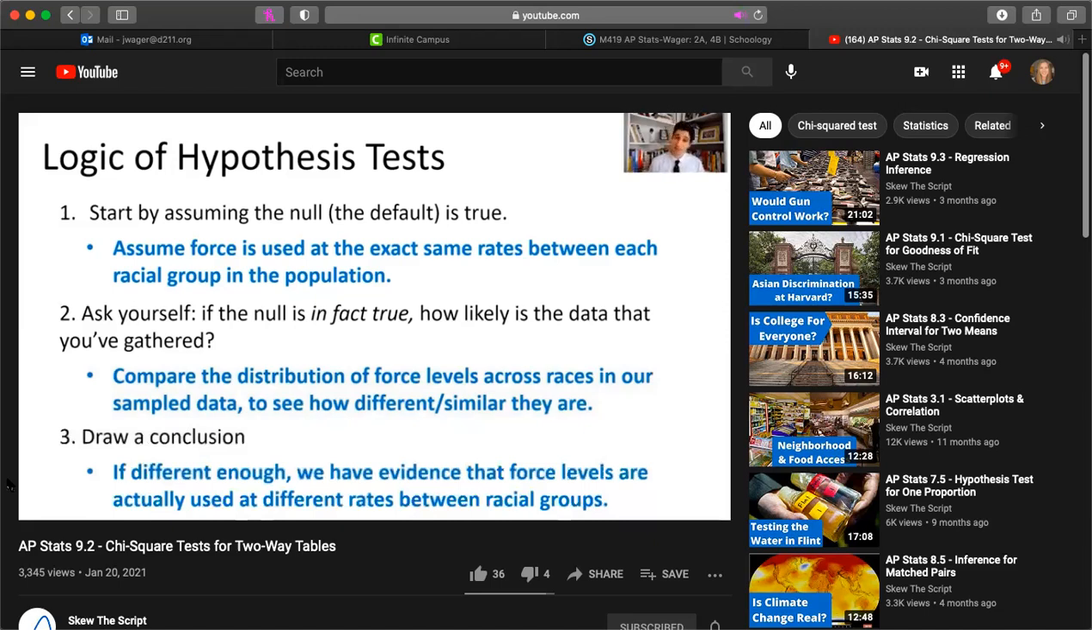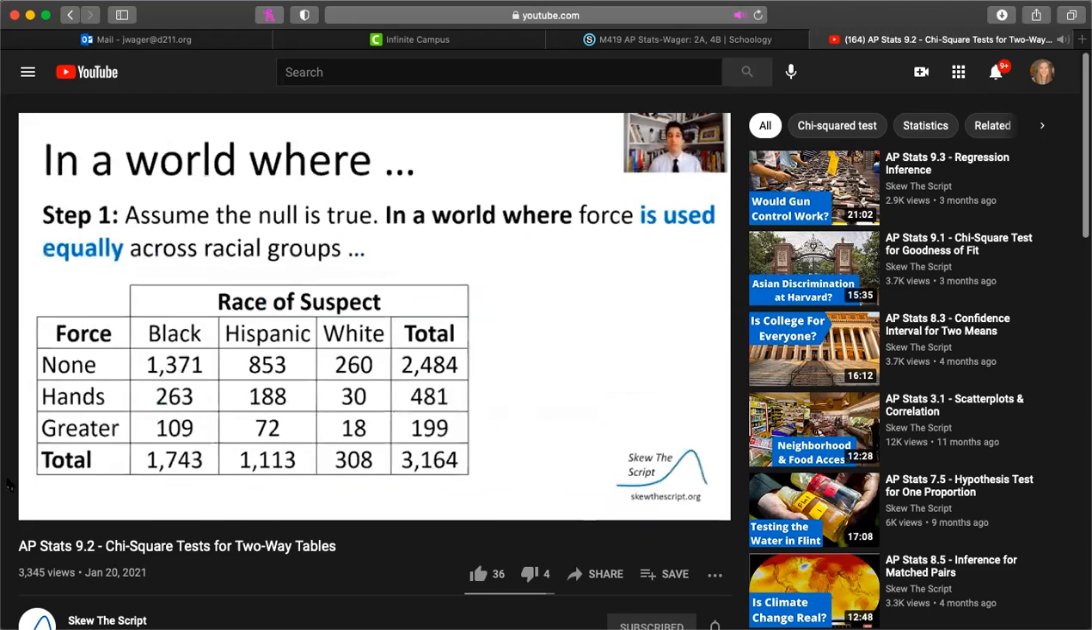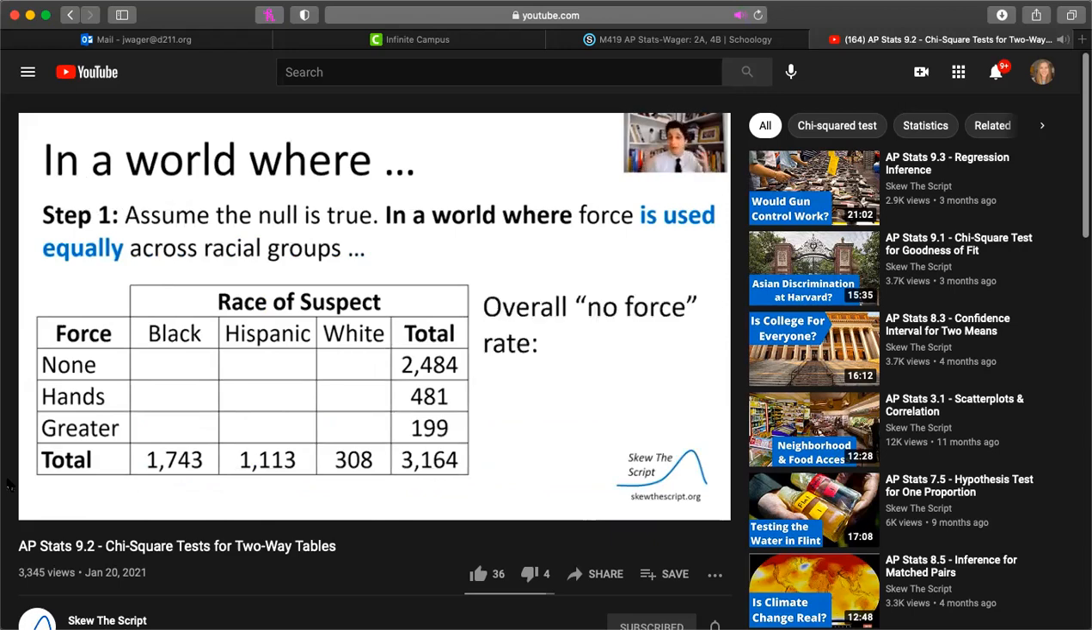We reject the null. Otherwise, we fail to reject the idea that force is used equally across racial groups. So we're going to redo this data and think about the expected counts if there was an equal force rate used between each of these racial groups. So let's break down how we do that.